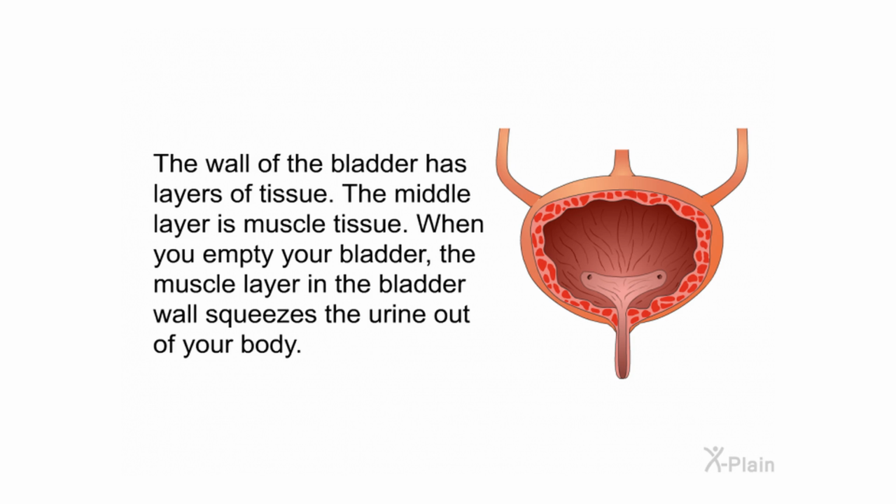The wall of the bladder has layers of tissue. The middle layer is muscle tissue. When you empty your bladder, the muscle layer in the bladder wall squeezes the urine out of your body.